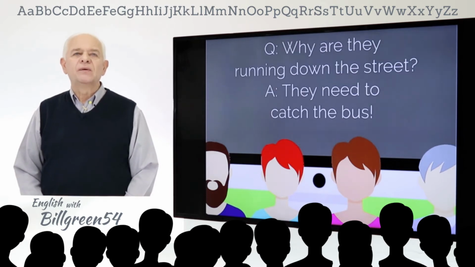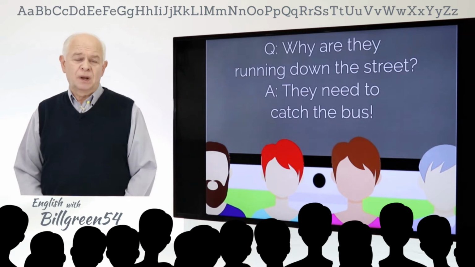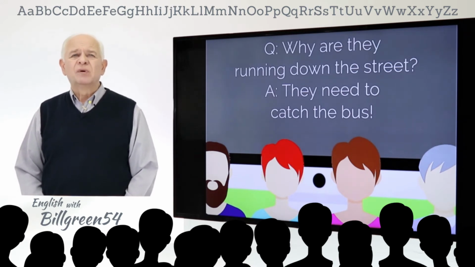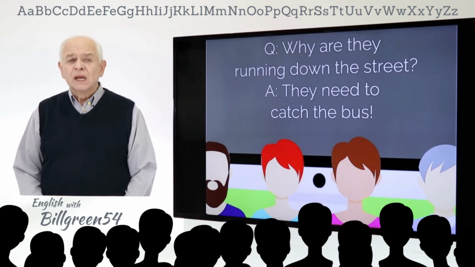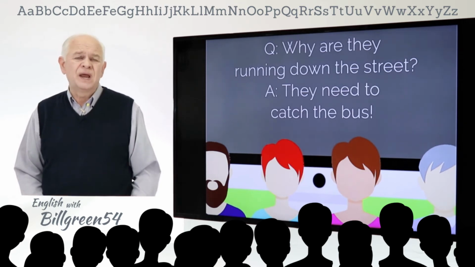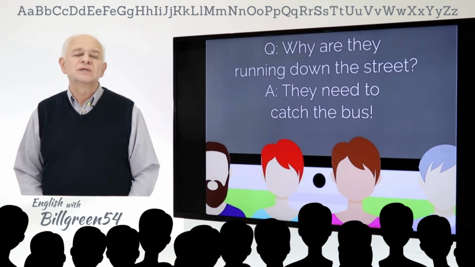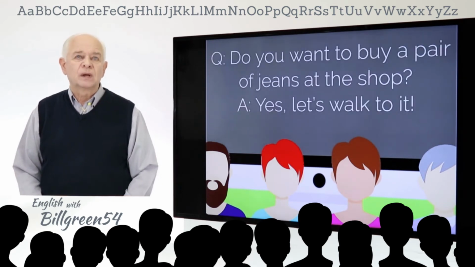Why are they running down the street? Well, they need to catch the bus. They is a pronoun. If it was 2 people I knew, I could say, hey, why are Bob and Sally running down the street? But sometimes we don't do that because it's too much. And also, if the other person knows who you're talking about, why do you need their name? So we often put a pronoun in there because it's easier, simple, faster, something like that.